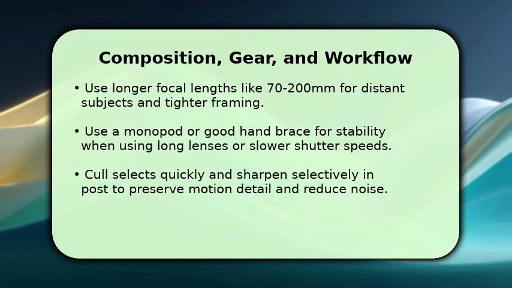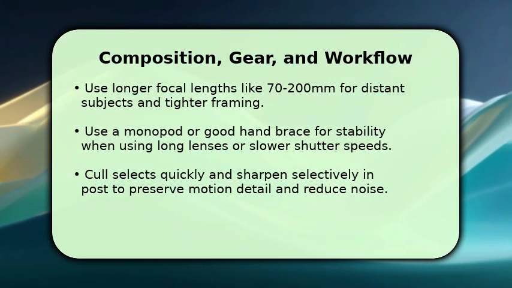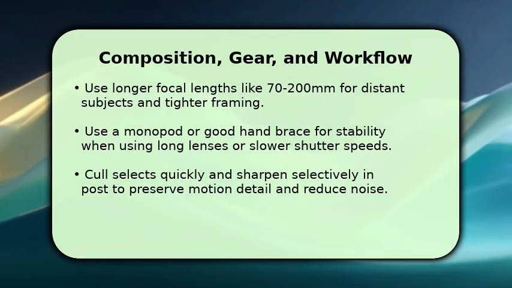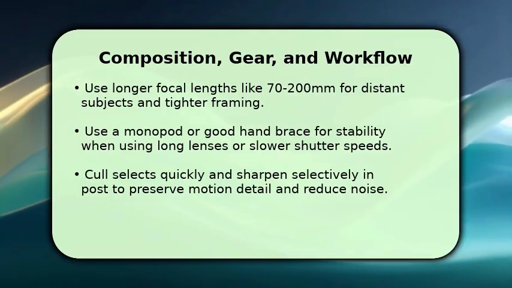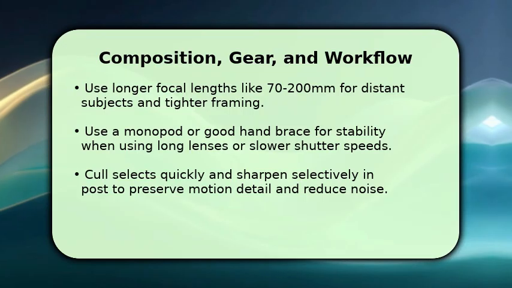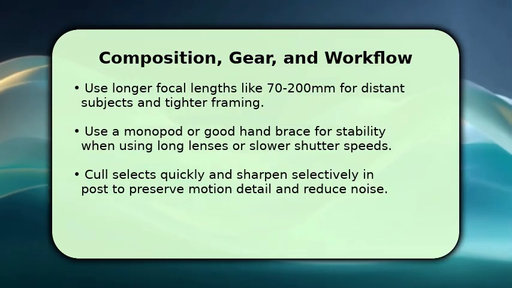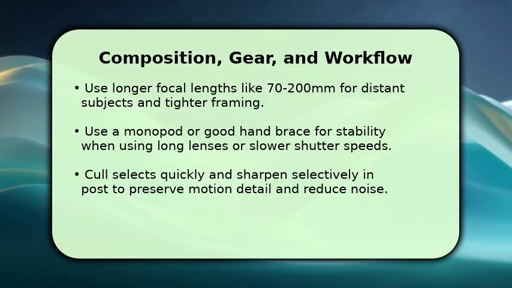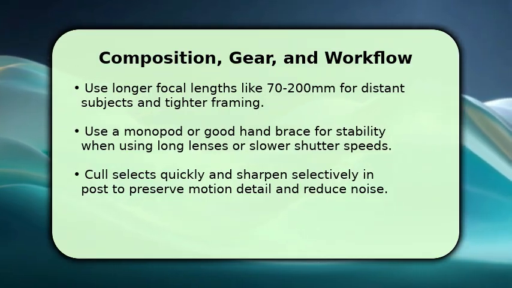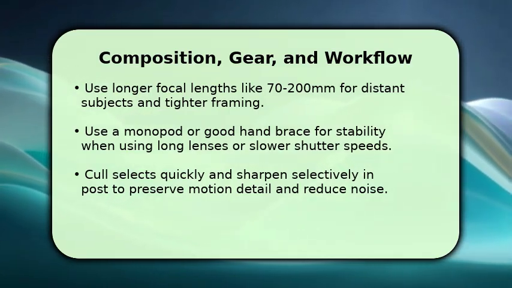Compose with clear separation between subject and background to emphasize motion and reduce distractions. Use longer focal lengths, for example 70-200 mm, for distant subjects and tighter framing on action. Consider a monopod or firm hand brace to stabilize heavier lenses during extended tracking.